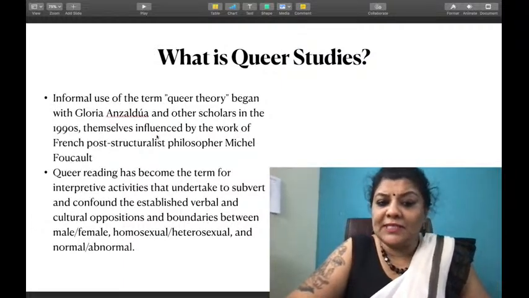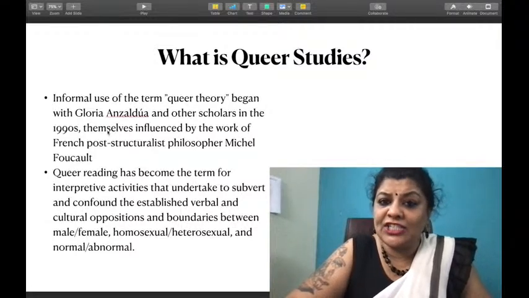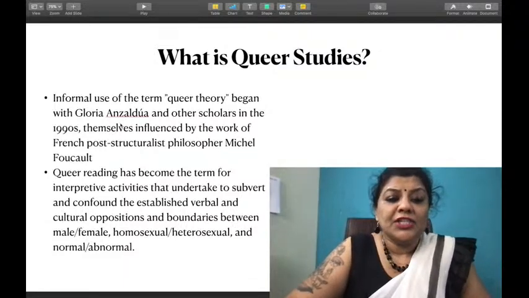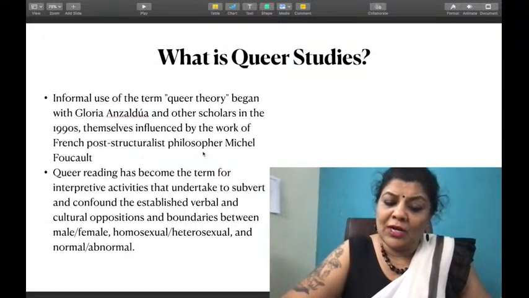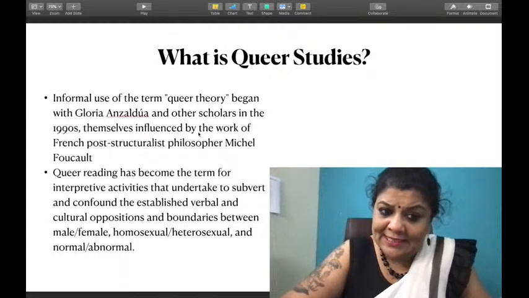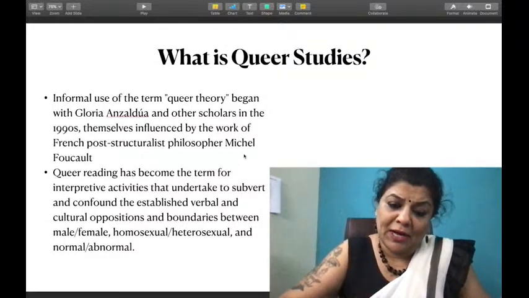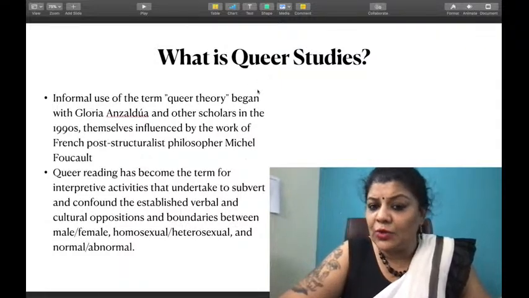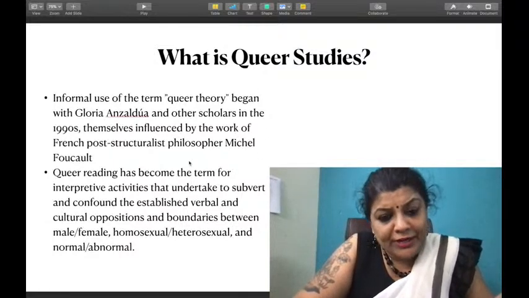The informal term of the term queer theory began with Gloria Anzaldúa. You might know that Gloria Anzaldúa is a Chicano-American, very major writer and feminist also. She has given a new thrust in queer theory. She and the 1990s theorists have been influenced by obviously Michel Foucault, who has talked about sexuality and queering identities in very unique ways. So when you study queer studies for research, definitely you start from Michel Foucault. You have to read from there.